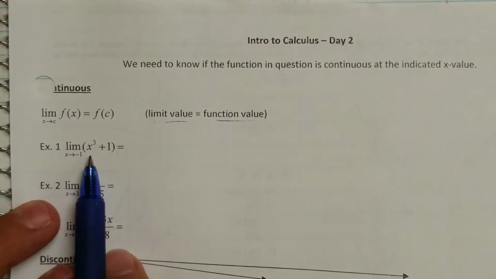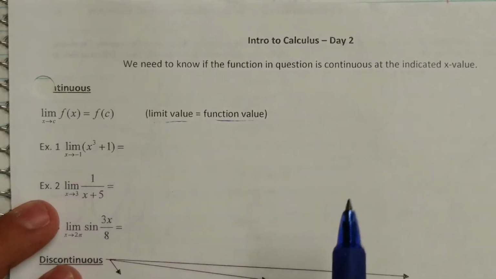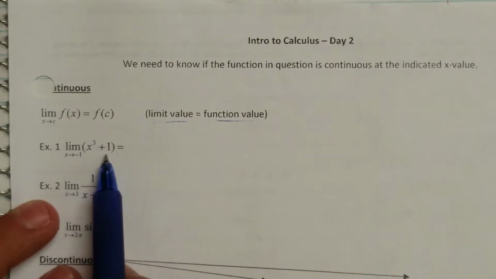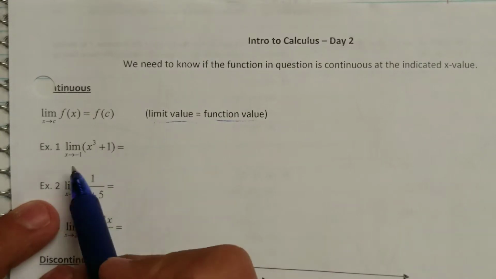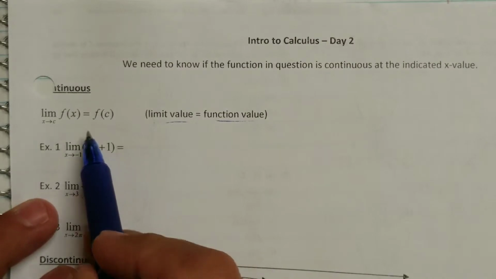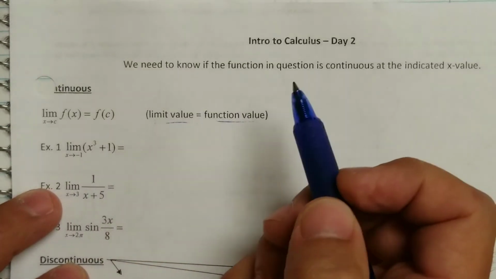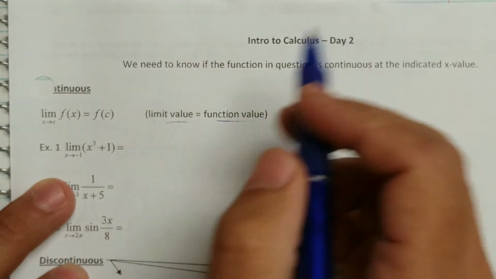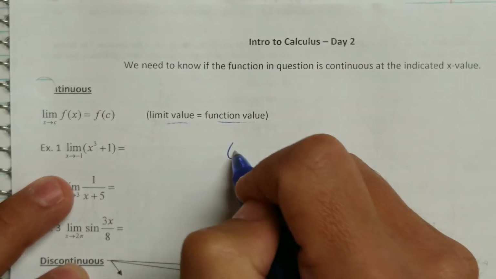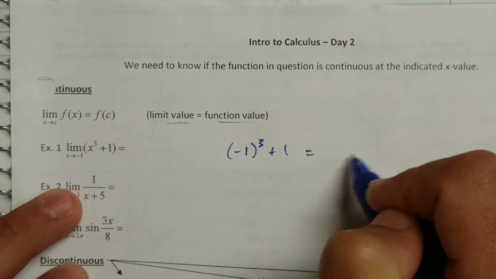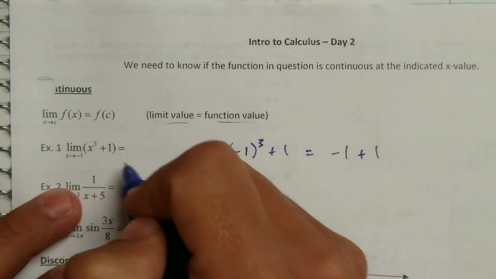All right, so the first one here, you're looking at the limit of x cubed plus 1 as x approaches -1. What do we know about this function here? It's just a cubic that moves up 1. It's continuous throughout all of x. So all you have to do is just plug in a -1. Because it's continuous, limit value is equal to function value. So we would just say -1 cubed plus 1.